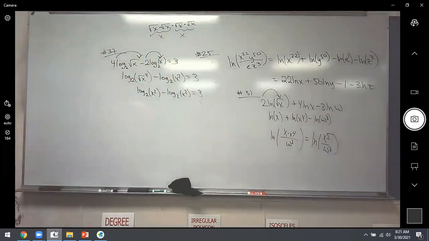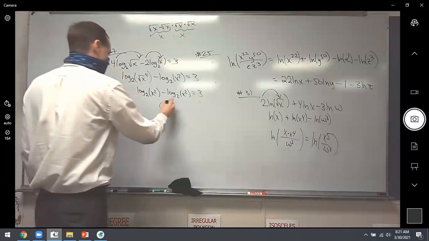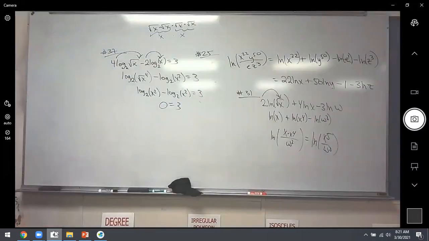Nicely done. Look over on the left. Yes, they do. They're the exact same thing, aren't they? So anything minus itself is just 0. So I get 0 equals 3. Now, what does that mean when you get out nonsense? No solution, exactly. So this one had no solution.